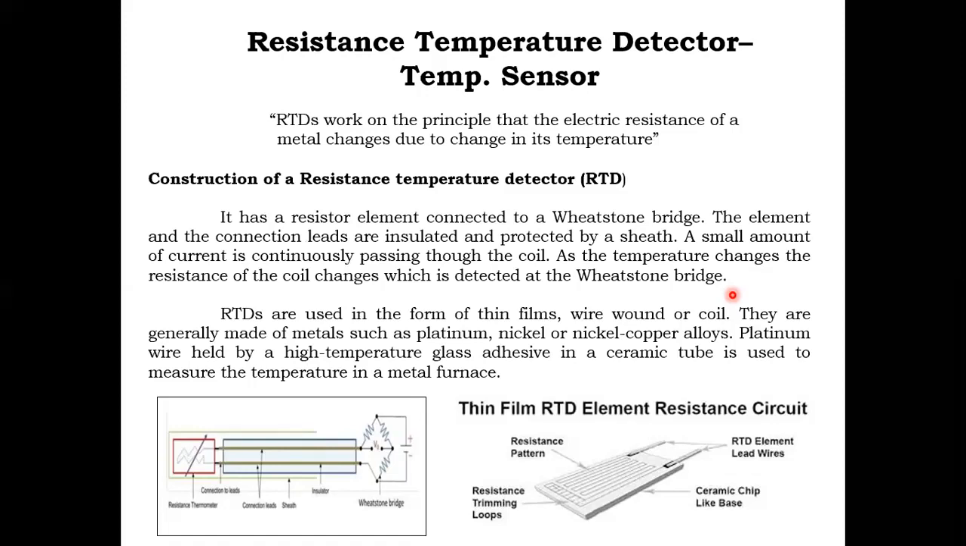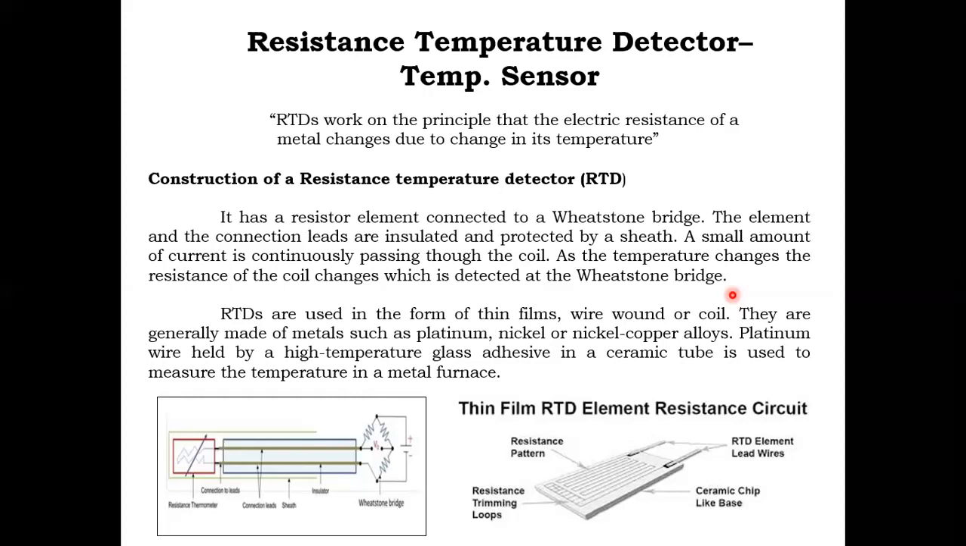A small amount of current is continuously passing through the coil. As the temperature changes, the resistance of the coil changes, which we detect at the Wheatstone bridge. That means the resistance changes are detected by the Wheatstone bridge.